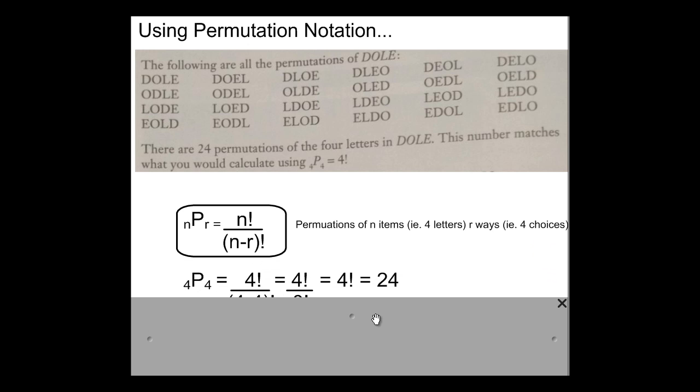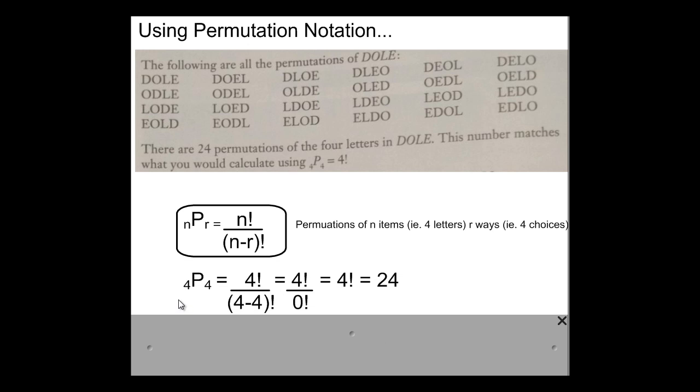If you work that out, you get the following. The permutation of 4 items chosen 4 at a time, when you substitute, gives 4 factorial over 0 factorial. Since 0 factorial is just 1, you end up with 4 factorial, and that gives 24. Moving on, in part 4 of the activity, you look at the word doll. How many arrangements did you get?